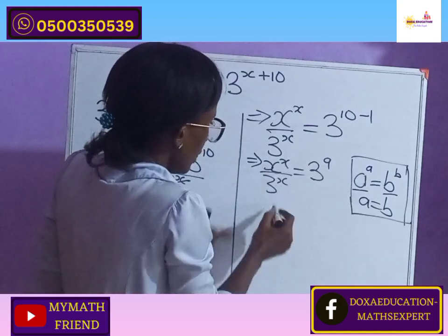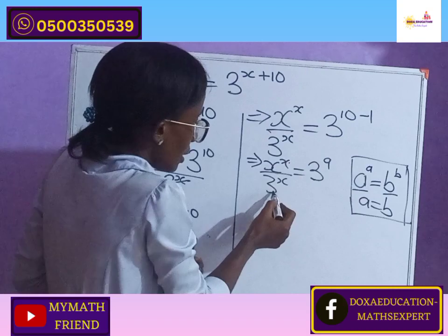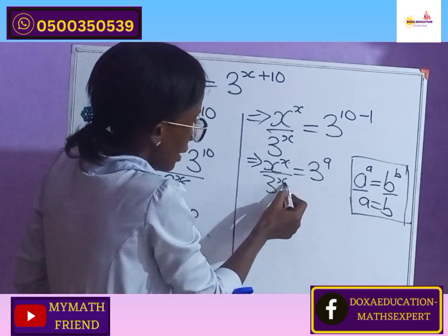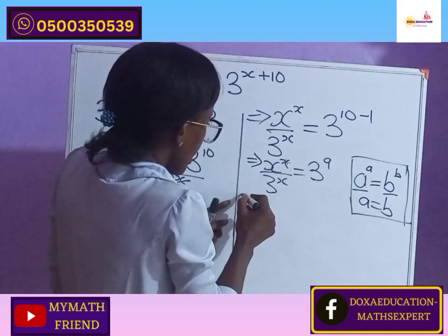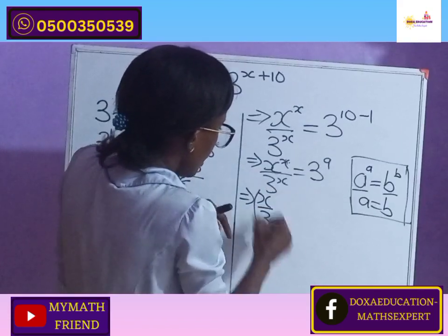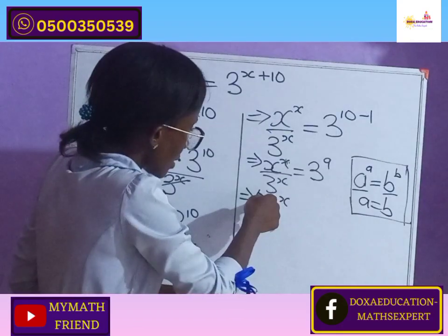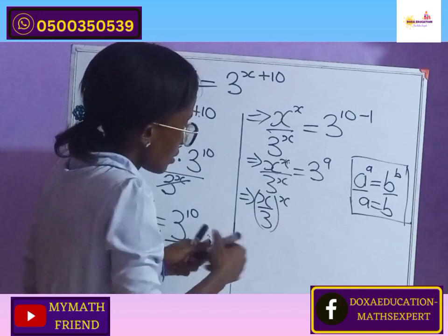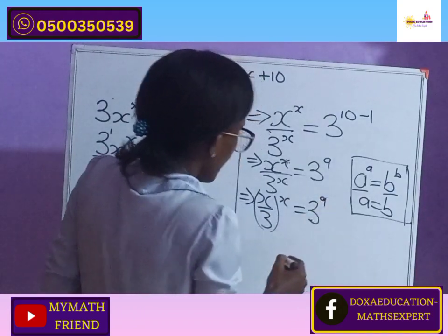So what can we do over here? Now you see that we have the x here is power x, 3 is also power x. So it means that a power x is common. So we bring it outside. We are going to have, this can be written as x out of 3 into brackets all power x. Because the x affects the x, this affects the 3, which is equal to 3 power 9.